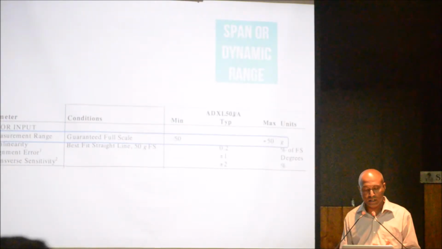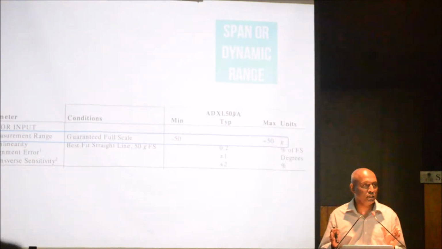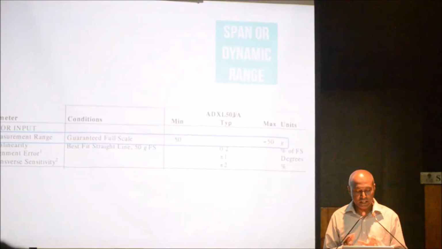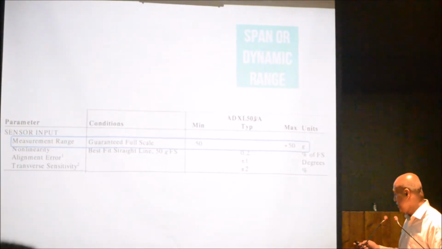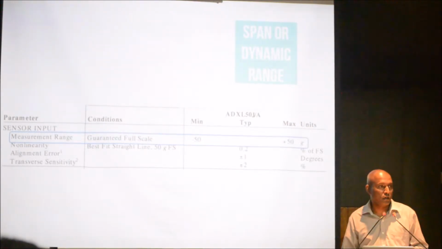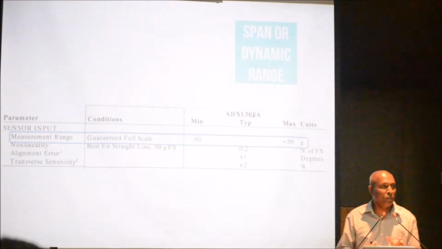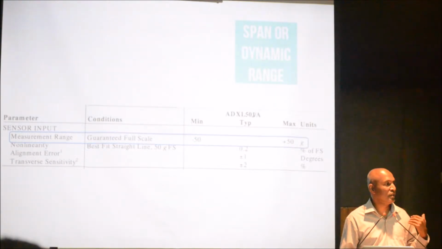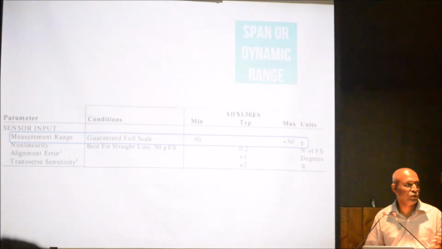Right. The next factor is span or dynamic range. This talks about the range in which the sensor is valid, the input range it would work for. In the example I took, the accelerometer has a measurement range of -50 to +50 of gravity. That is the range. If you think your requirement is beyond that, this is not the right device for you. So it's important to see whether the span is within your requirements.